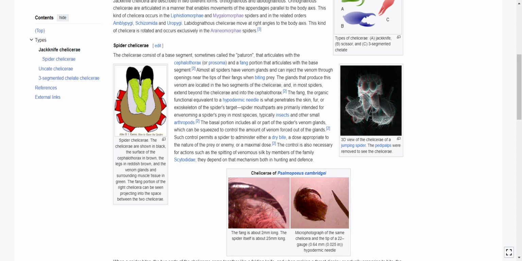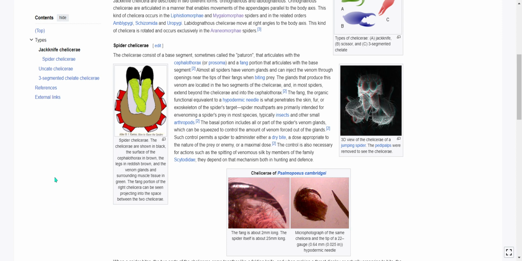The fang, the organic functional equivalent to a hypodermic needle, is what penetrates the skin, fur, or exoskeleton of the spider's target. Spider mouthparts are primarily intended for envenoming a spider's prey in most species, typically insects and other small arthropods. That's a long sentence.